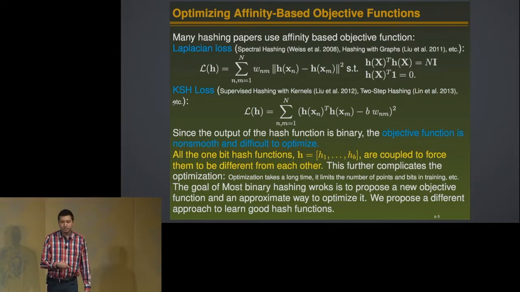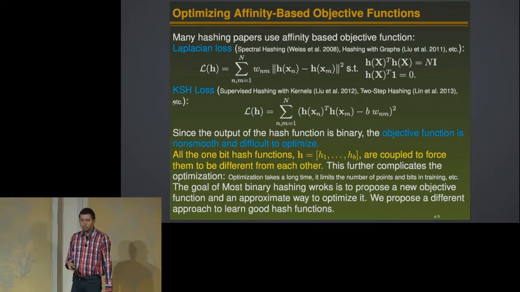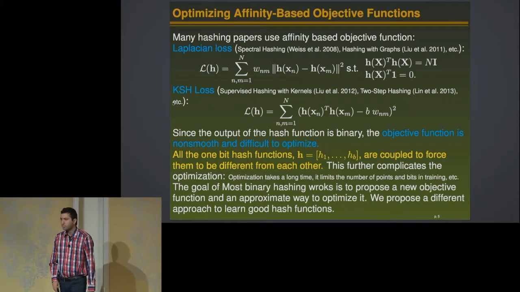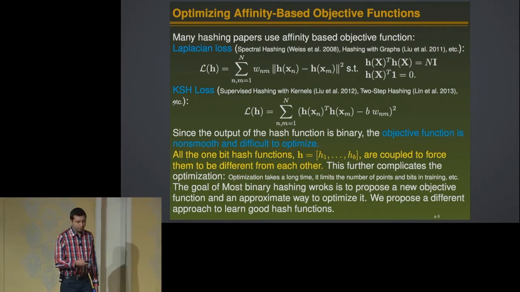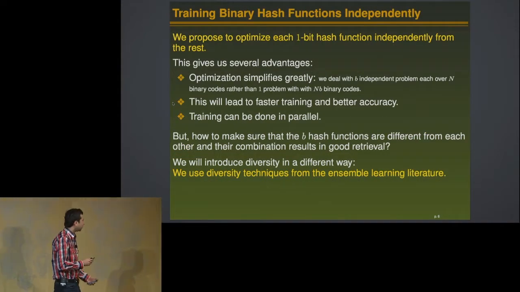Most of the hashing papers try to present new objective functions or new ways to optimize the objective function. We propose a new method. We propose to optimize each 1-bit hash function independently.